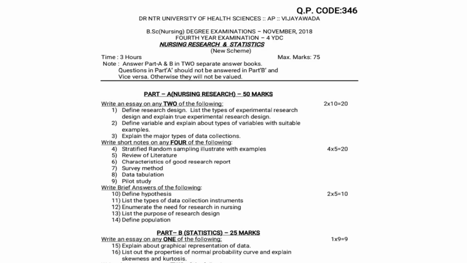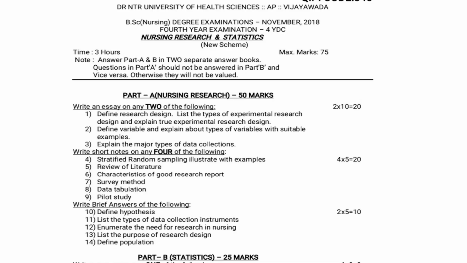The question paper code is 346. You can see it is taken from Dr. NTR University of Health Sciences, Andhra Pradesh, Vijayawada, BSc Nursing Degree Examination, November 2018, 4th year examination, 4Y DZ program. Nursing Research and Statistics, new scheme. The time allotted is 3 hours and the maximum marks is 75 marks.